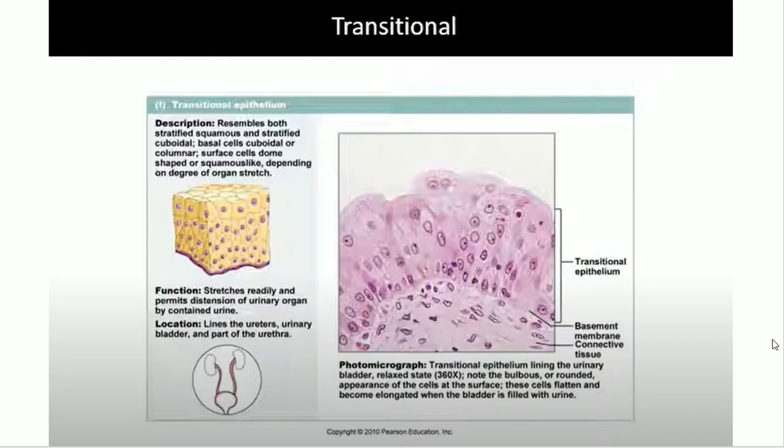And then we have transitional epithelium, so notice the bubbles at the top, teardrop shaped. These are called umbrella cells, and they have to stretch out when the bladder is full and bubble up when the bladder is empty. You can see that here too. Transitional.